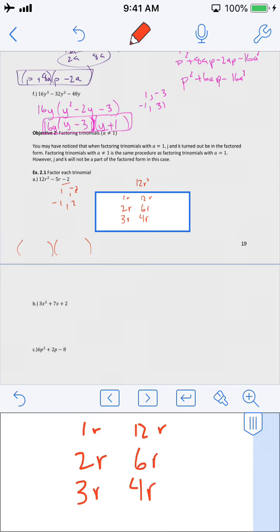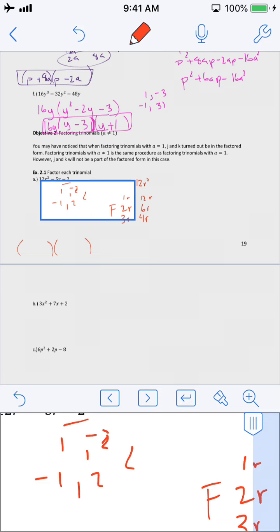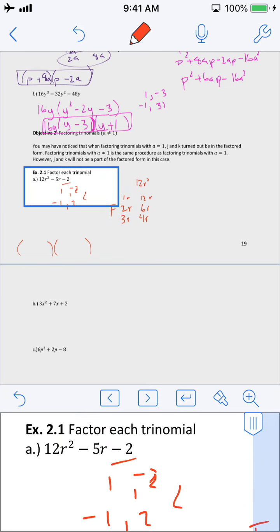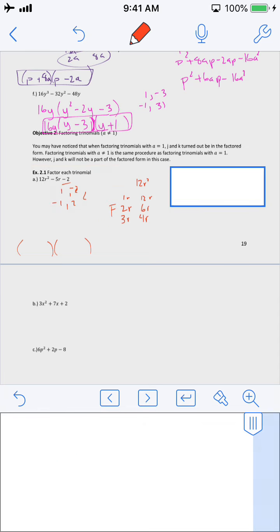Okay, so now this is my front, this is the last, right? Now I'm looking for a combination between these of negative 5. This is where it gets a little tricky. Now maybe I want to write these off to the side because I have more to think about. I don't just have 2 numbers, I kind of have 4 numbers. So let's look at this.